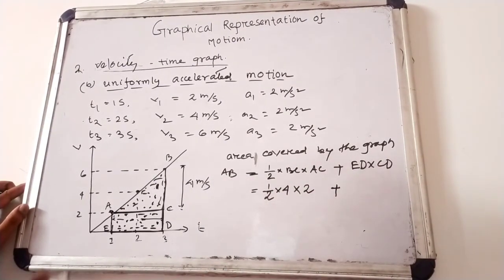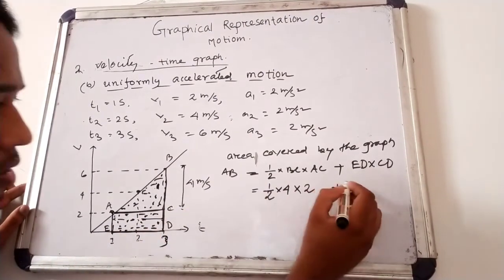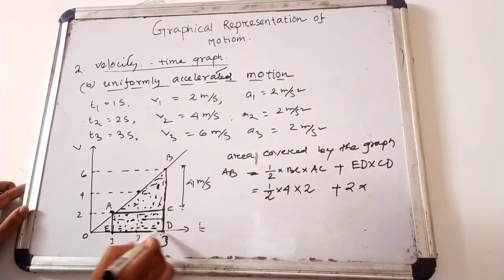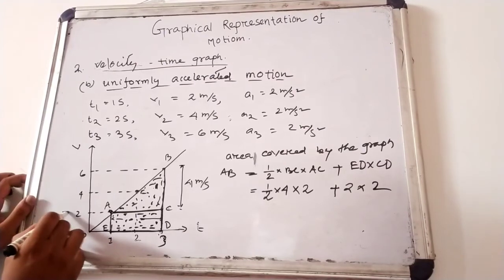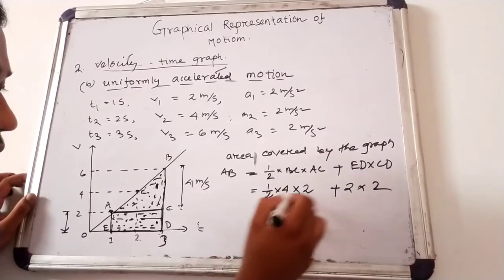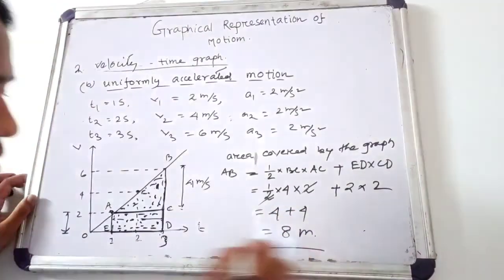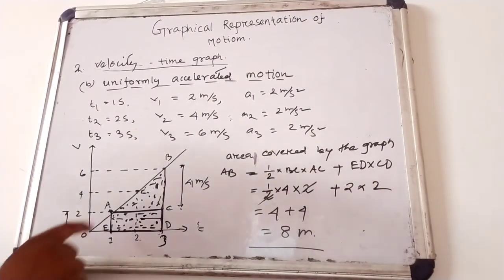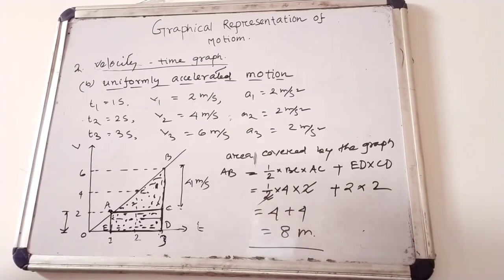Similarly, here ED is 3 minus 1, 2. CD is how much? CD is 2. This is CD. So half into 4 into 2 is 4, plus 2 into 2 is 4, so 4 plus 4, 8 meter. So this is the distance covered by the object when it is moving from A to B. Okay, so in this way, from a velocity time graph we can calculate the distance covered by the object.